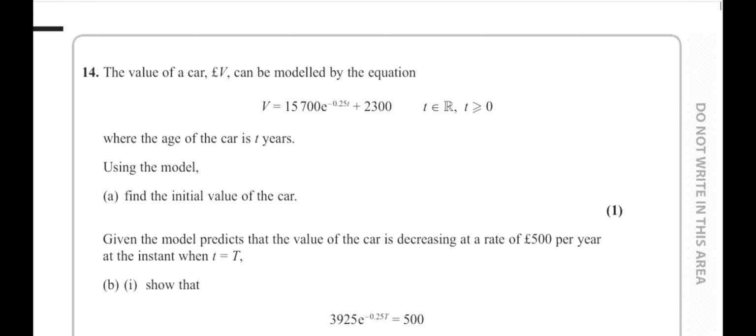Question 14. The value of a car V pounds can be modeled by the equation V equals 15,700 e to the power of minus 0.25 t plus 2,300, where t can be any number but has to be greater than or equal to 0, where the age of the car is t years. Using the model, find the initial value of the car.